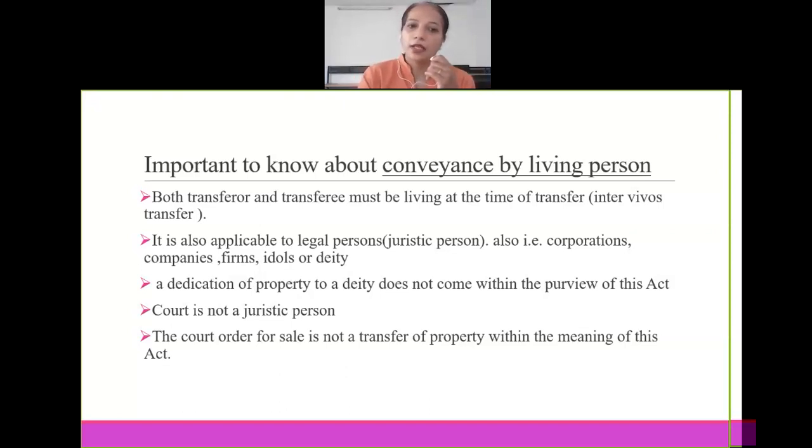The third one is that a dedication of property to a deity does not come within the purview of this Act, for the reason that the deity may be a living person or a juristic person, but dedication of property is covered by some different act and not by the Transfer of Property Act. Again, the court is not a juristic person; we have to keep in mind that no property could be transferred by way of transfer of property to the courts. A court order for a sale is not a transfer of property within the meaning of this Act.